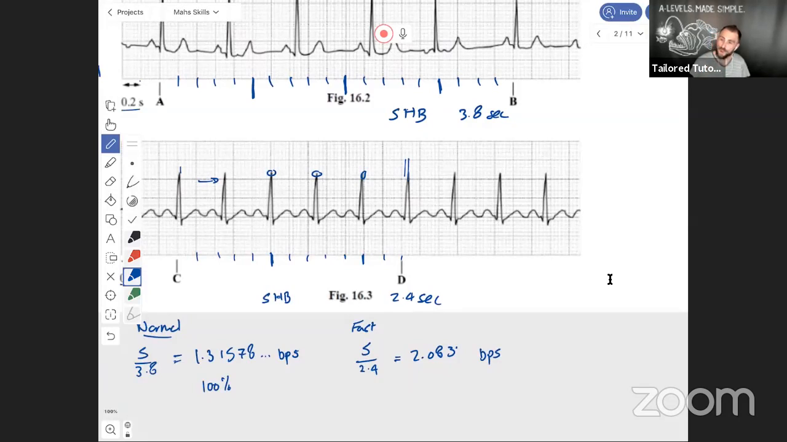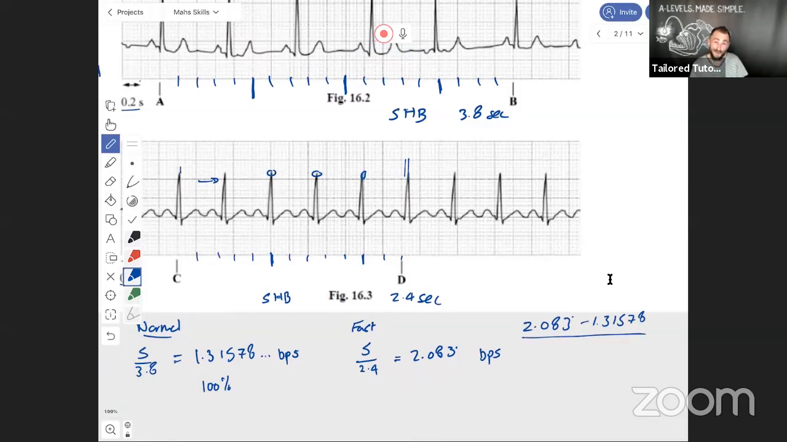Change over total. Okay, Rebecca, you nailed it. So what's the increase? Well, the increase is the difference, isn't it? So the increase is 2.083 recurring minus 1.31578. That's the difference. And you want that as a percentage.